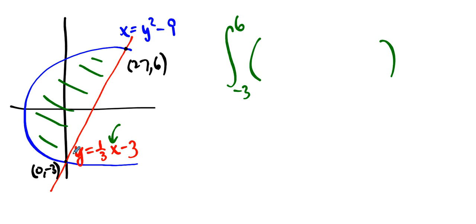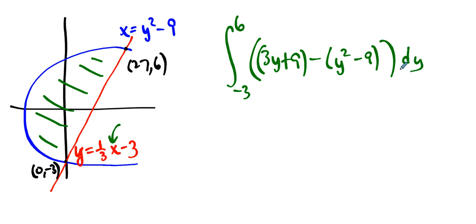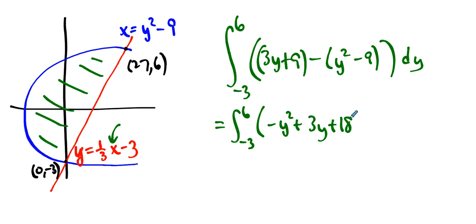Kick the 3 over, multiply by 3. That's the red curve minus the blue curve, dy. From bottom to top, right minus left. So a little bit of algebra makes things a little bit easier. This is negative y squared plus 3y plus 18 dy.